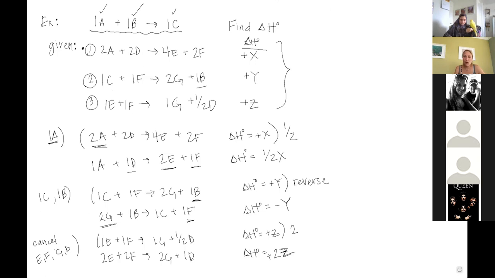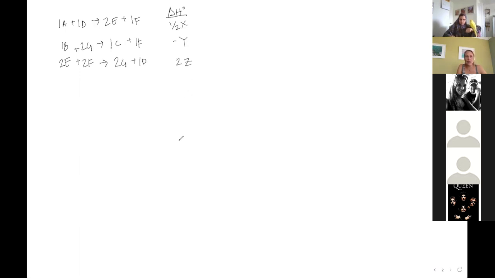Okay, so now I have the equations 1A plus 1D goes to 2E plus 1F, and my delta H of formation here is 1/2 of X. And then I have 1B, I'm just rewriting what I did before, plus 2G goes to 1C plus 1F with a delta H of negative Y. And then I have 2E plus 2F goes to 2G plus 1D, and I have 2Z as my delta H.